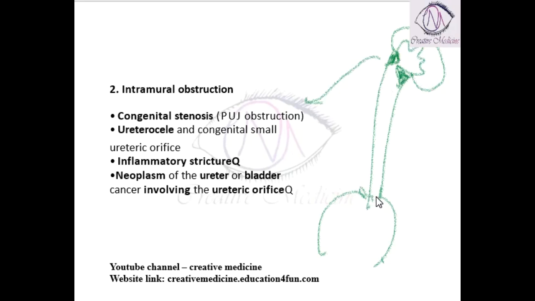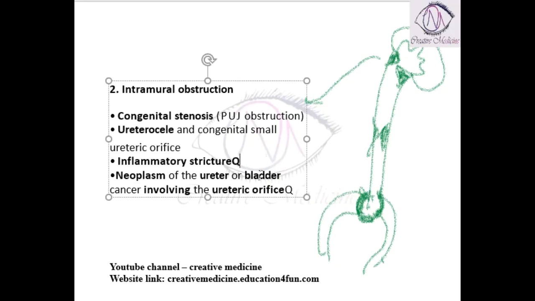There can be ureterocele. This ureterocele is the dilatation of the lower ureter in the bladder. It gets dilated and inserted into the wall of the bladder itself. So this is called ureterocele. This can also cause intramural obstruction, because the ureteric orifice becomes small, resulting in obstruction. Then there can be inflammatory strictures, resulting in obstruction.